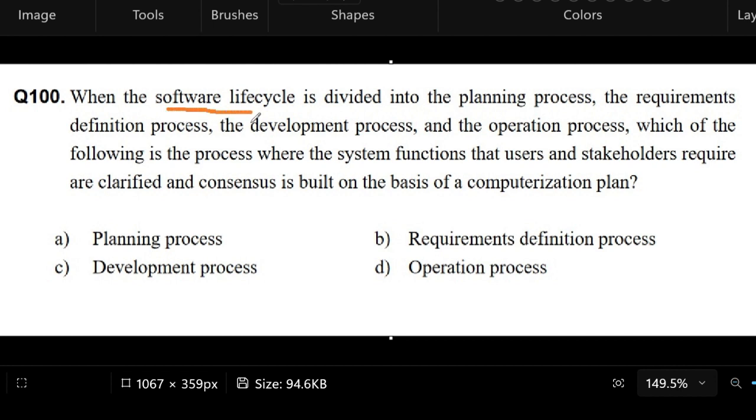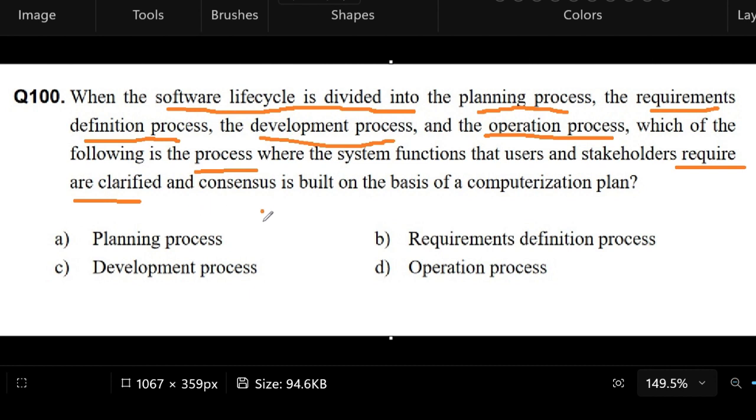But if you read it again, you'll find that we have something here about the life cycle. The software life cycle is divided into planning process, requirements definition process, development process, operation process. And what we want to know is the process where the system functions that users and stakeholders require are clarified and consensus is built on the basis of a computerization plan.